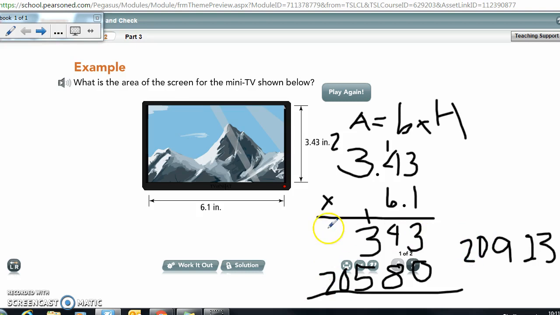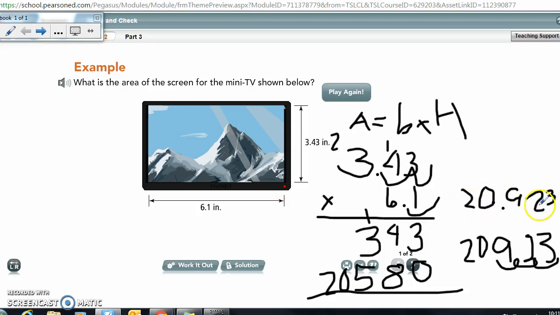Now, ask yourself, how many times do I need to move my decimal? Well, 2 times here, 1 time here. So I need to move my decimal 3 times. Which means my answer should be 20.923. If you really want to go above and beyond, make sure you put your label in there, inches. Okay, again, just multiplying, figuring out how many times you're going to have to move your decimal, and you'll get your answer. Let's go ahead on to the next one.